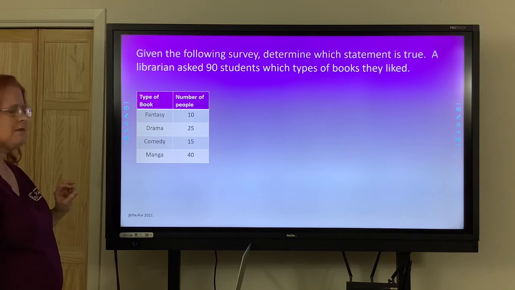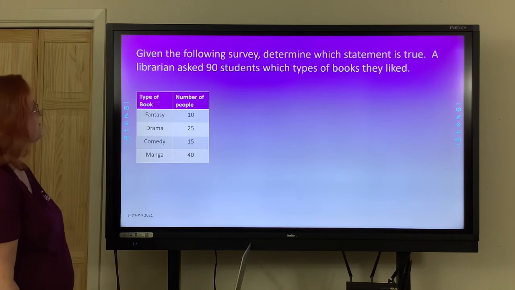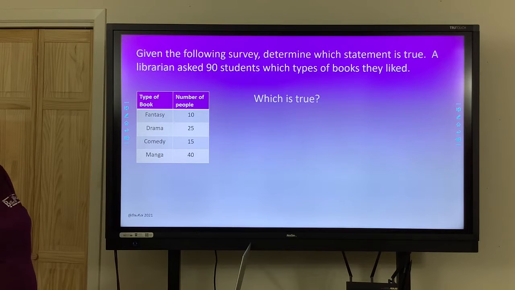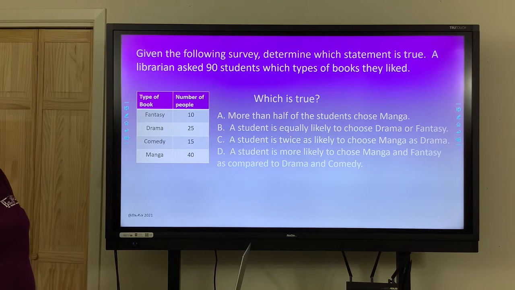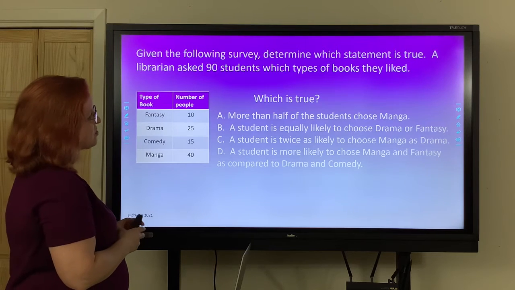Manga? I'm not sure how you say it, but I know my kids like this one. All right, so what's true? And we have these choices. So let me read the choices to you. More than half of the students chose manga.